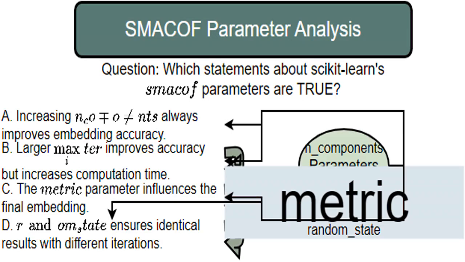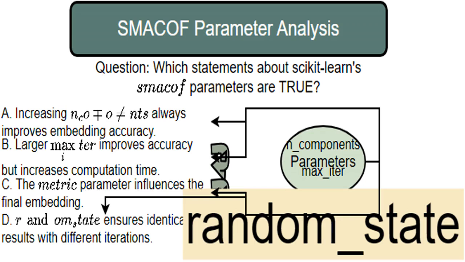This parameter lets you choose the distance metric used to calculate dissimilarities between data points. I can select options like Euclidean, straight line distance, Manhattan, city block distance, or others. The choice influences how the algorithm measures the distance between points, and so, it affects how the data is represented in the lower dimensional space. Think of it like choosing different rulers to measure the same distance. You'll get different results.